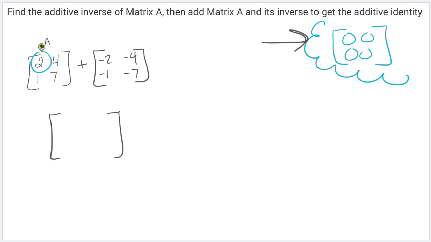So positive 2 plus negative 2 gives us 0. Positive 4 plus negative 4 gives us 0. 1 plus negative 1 gives us 0, and 7 plus negative 7 gives us 0. So as you can see, we did end up getting our identity matrix, okay?